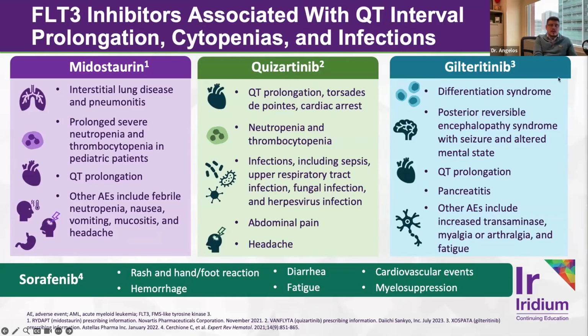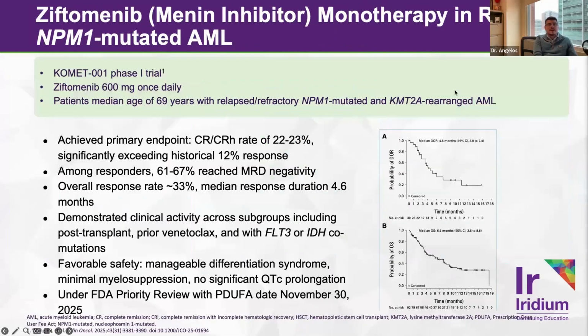Gilteritinib can very rarely cause a differentiation syndrome to occur. This is quite rare. It's on the order of about maybe 4 or 5% of patients that get started on gilteritinib, but nonetheless an important thing to keep in the back of your mind, particularly if patients start to become quite symptomatic and ill after starting gilt therapy.